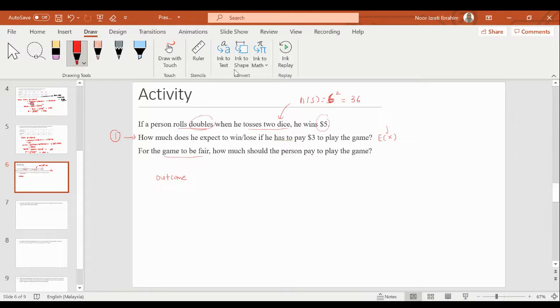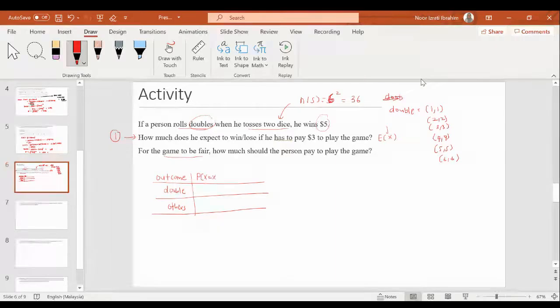Double means we have the same number when we toss 2 dice. So when we have a double, it means we have 1,1, 2,2, 3,3, 4,4, 5,5, 6,6. This is it. So the outcome is whether double or others. Hence, once we know the outcomes of the experiment, we can get the probability.